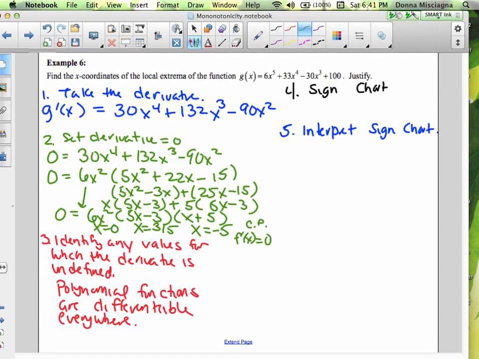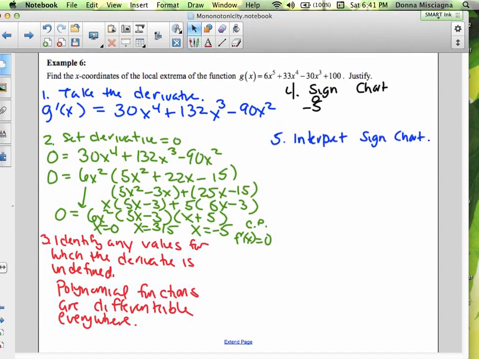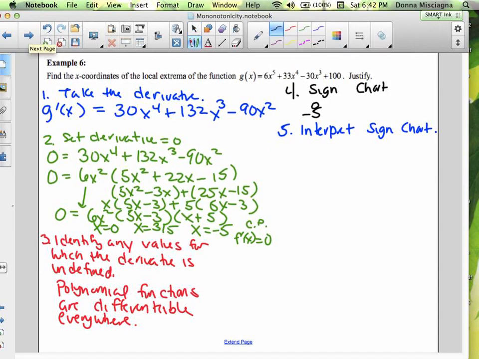All right, do we have any places where our function is undefined? Well, no, because polynomial functions are differentiable everywhere. So there are no values where the derivative is undefined. So let's go right to the sign chart. All right, our smallest is negative 5. So that's a 0. And then I need to move this down just a little bit. Maybe I can squeeze that in without moving it down too much. Good enough. All right, and then we have 0, and 0 is a 0. And 3/5 is a 0.